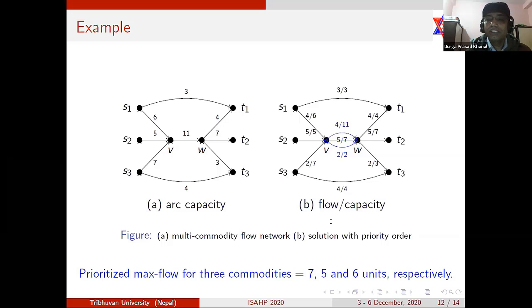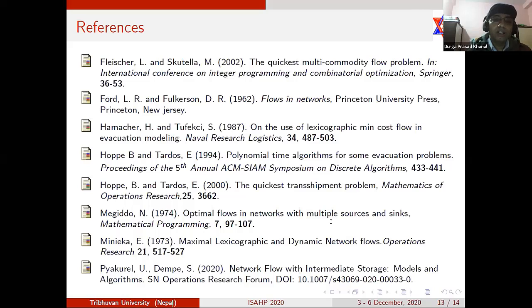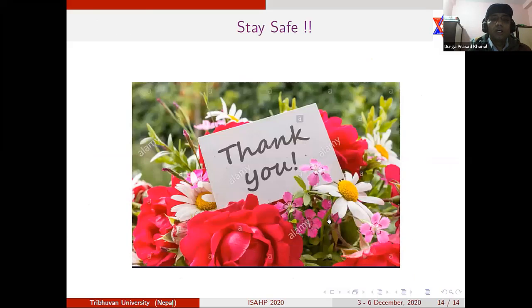Still, we can see 2 units of capacity are left on VW, so for that commodity we can send only 2 units from S3 via V, W to T3. So the total flow we can send from source to sink for each commodity is: for commodity 1, 7 units; commodity 2, 5 units; and commodity 3, 6 units, respectively. So these are the major differences I have used in this work, and thank you so much.